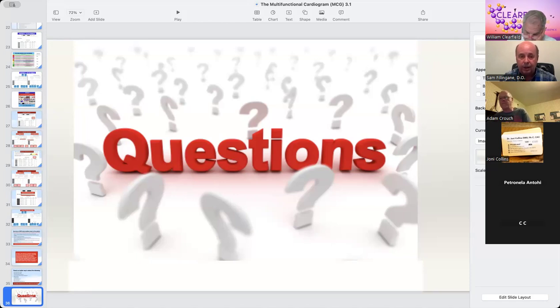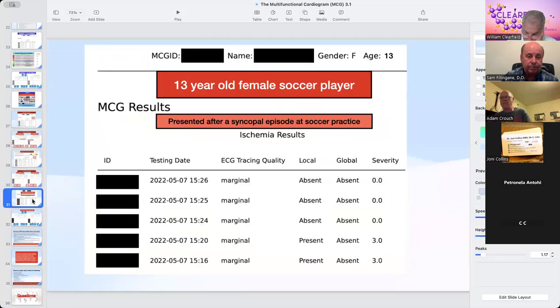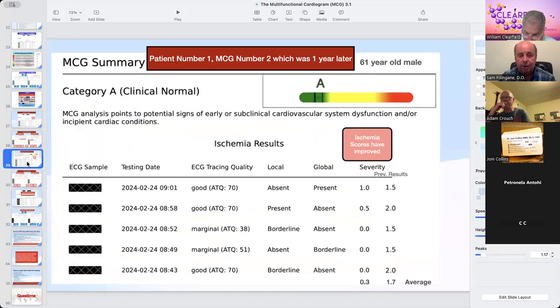If you noticed on the report, it tells you the quality right here, marginal versus good. If it says marginal, we have to actually find out why it was marginal. This one said good, good, marginal, marginal, good. Most of the time it says marginal, so it's not terrible. But if it says poor, you can't accept the reading. You have to do it over again.